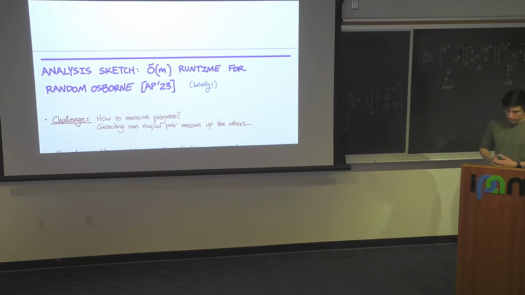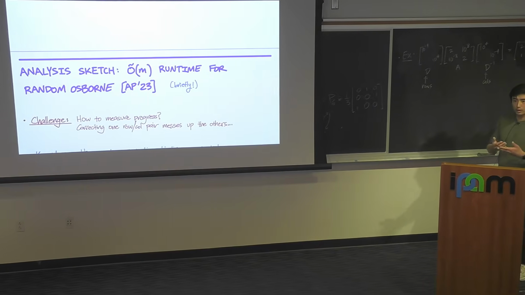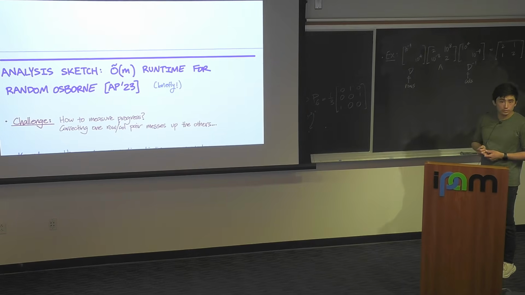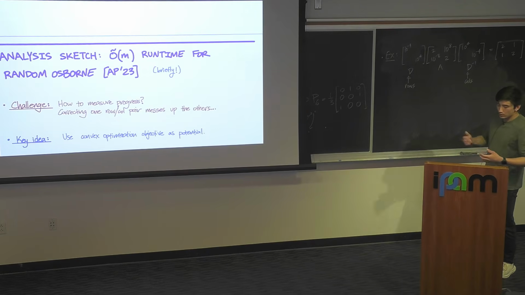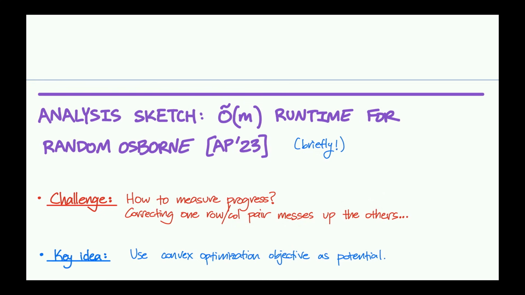All right, so as I said, the challenge here is how do you measure progress? When you update one row column pair, you mess up the rest. So the starting point is to use this convex optimization objective, which has played the predominant role everywhere in connecting everything. We'll use this as the potential to measure progress.